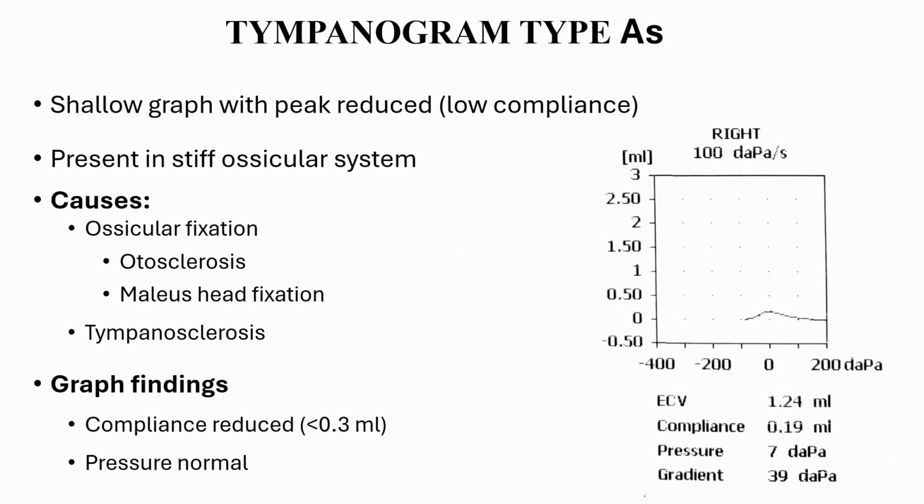So now we'll come individually. Tympanogram type AS. AS is basically a shallow graph or low compliance. The peak will be reduced. You see, if we see here compliance, it is 0.19, and the normal value, as I mentioned, was 0.3 to 1.5.